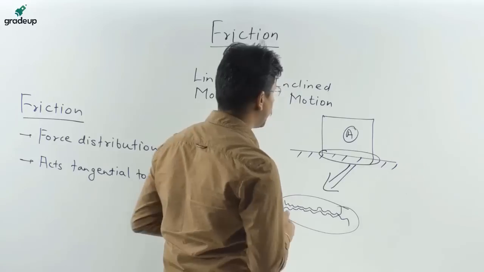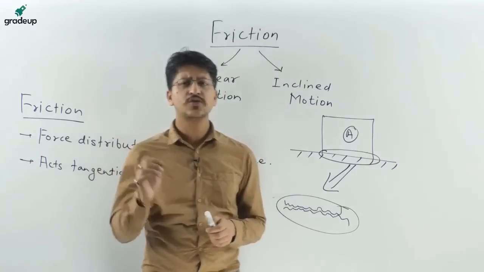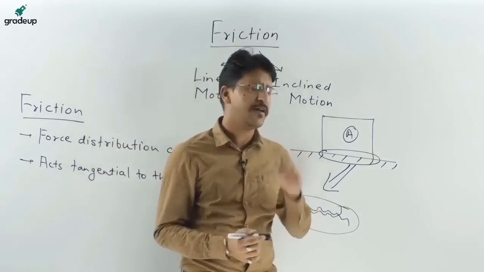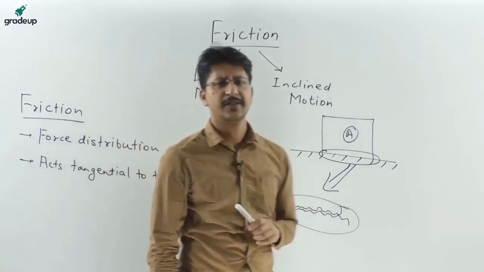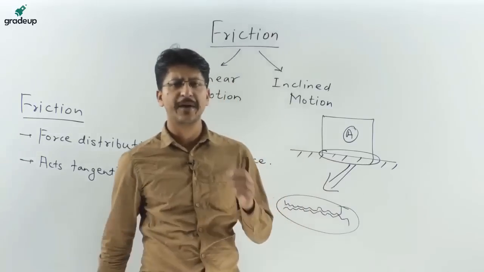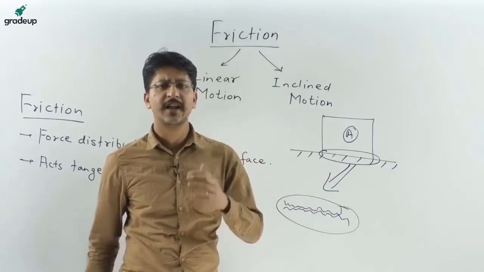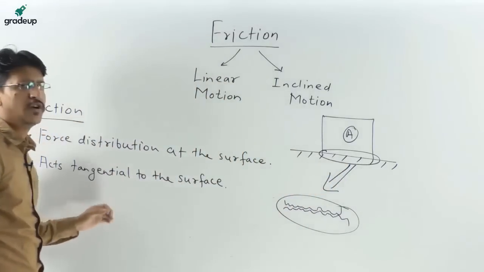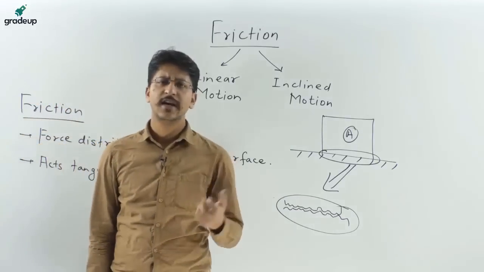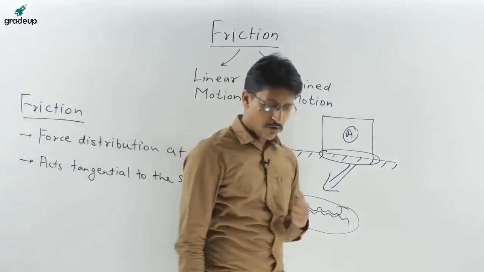The cause of friction, you can say, is microscopic level surface irregularities that are present. They cause the friction, or the resistance to the motion, that is nothing but friction. Okay.